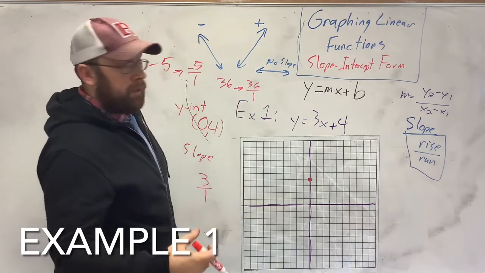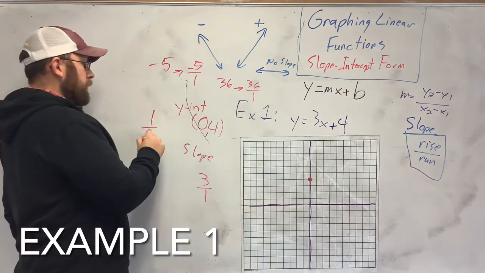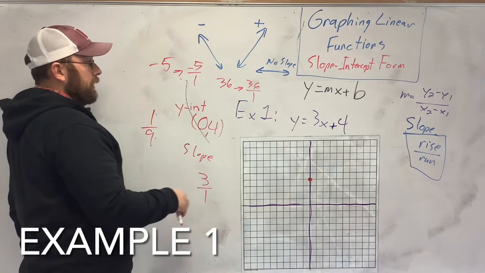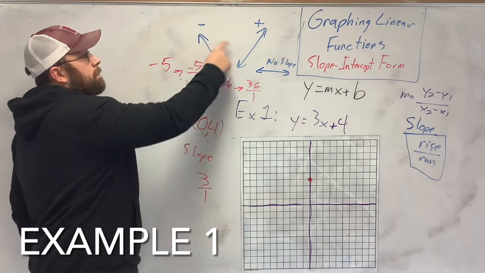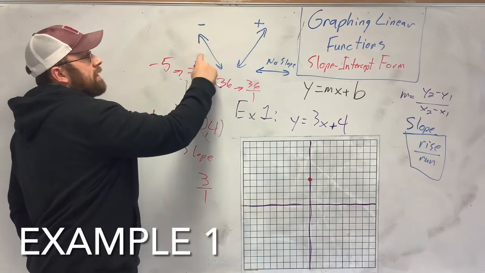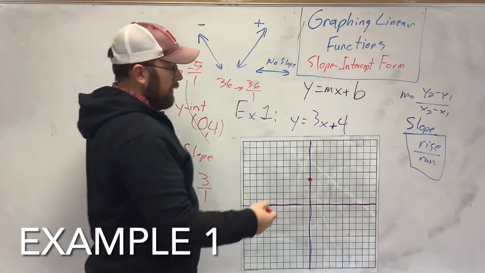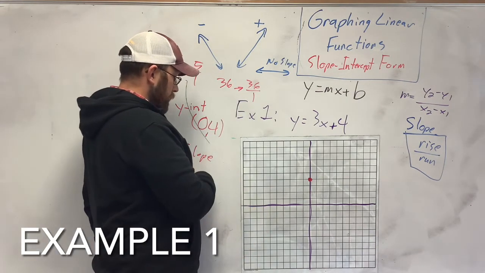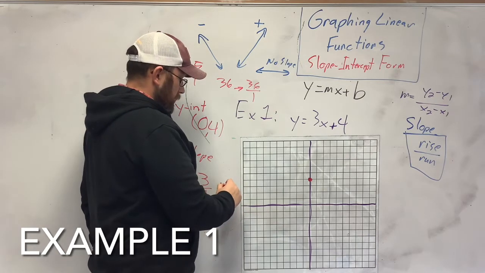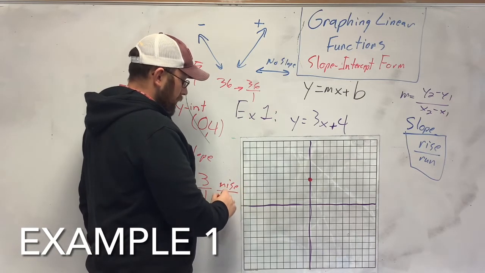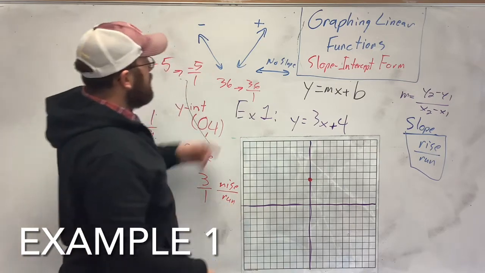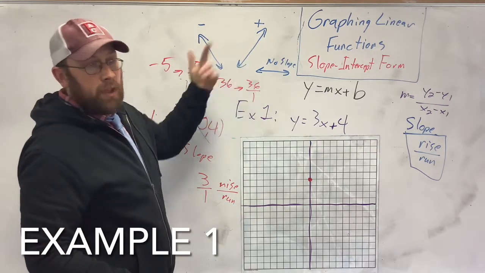You're going to go over 1. A lot of times you have fractions like 1/9. That's your rise, that's your run. The shape you're looking at is positive and negative. This is important. So my slope is 3, or I'm going to rise up 3 and run over 1. The run is dependent on if it's negative or positive slope.